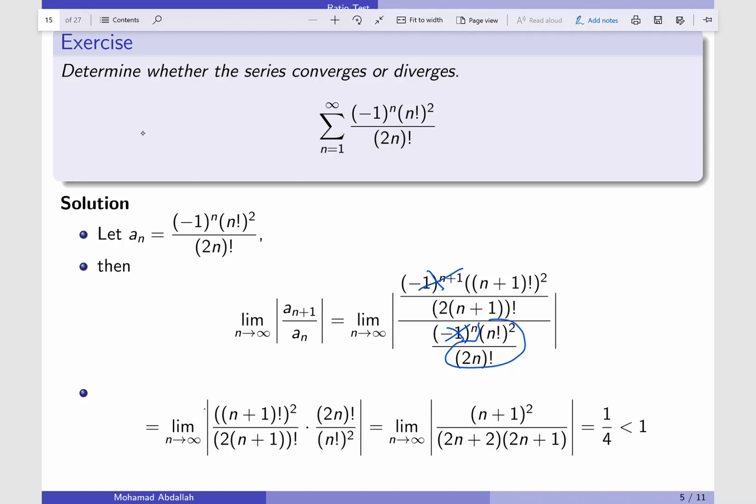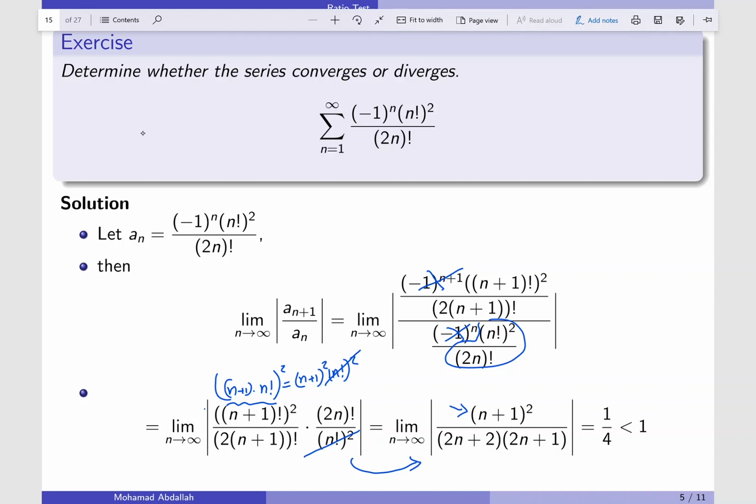Now, how did we go from here to here? Well, let's take a look at these. I got ((n+1) factorial) squared right here. Remember, (n+1) factorial is (n+1) multiplied by n factorial. Since I'm raising all this to the power 2, this is equal to (n+1) squared multiplied by (n factorial) squared. So this (n factorial) squared will cancel with this (n factorial) squared, and you're going to end up with (n+1) squared, which is the one that you see on the top right here.